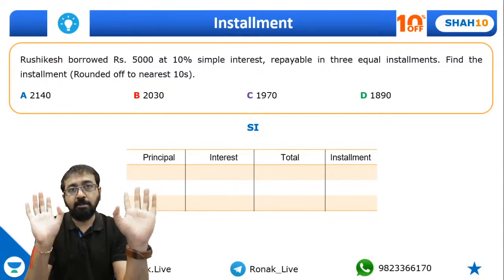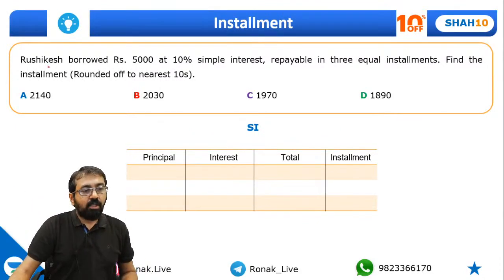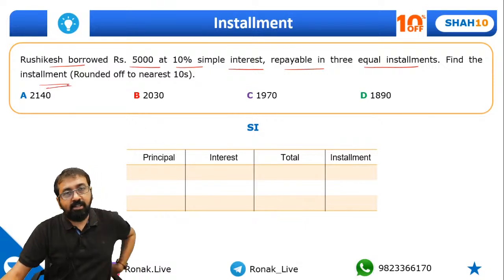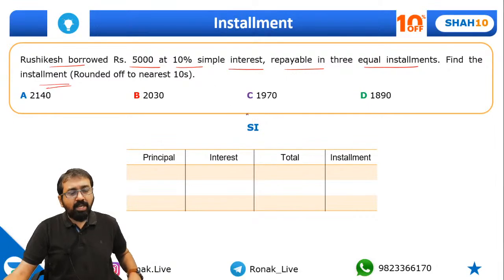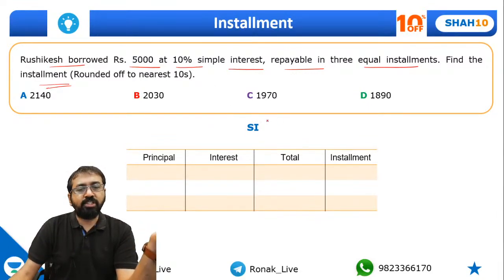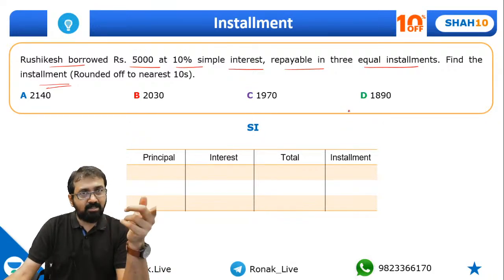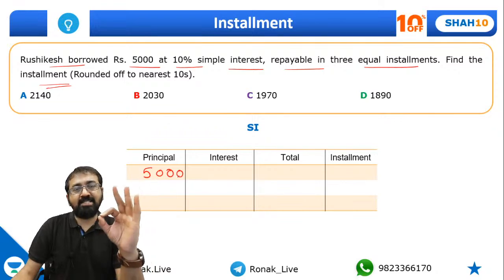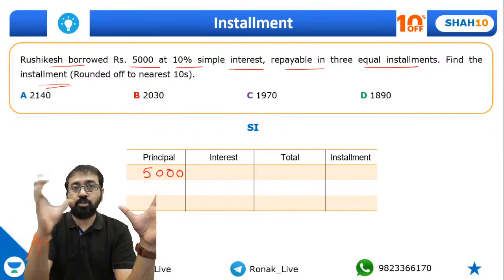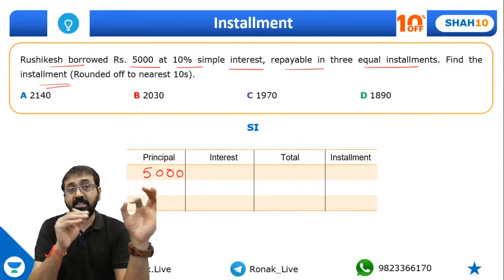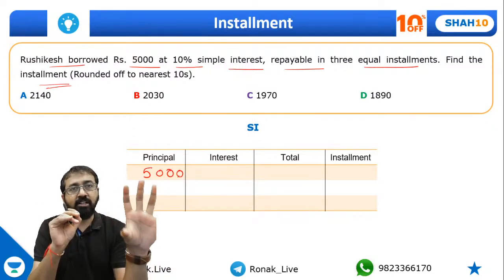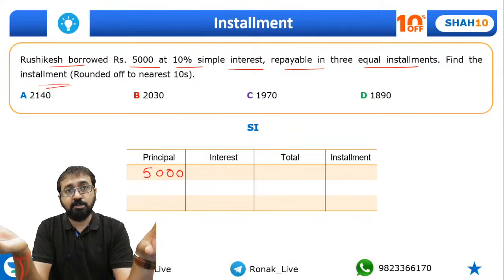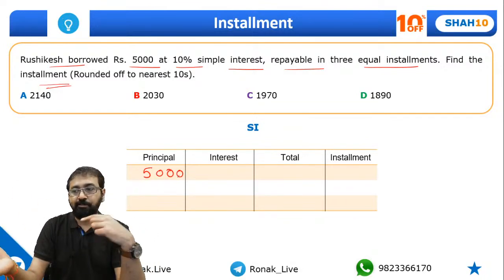So installment in the case of simple interest is calculated slightly in a different way. So let's understand. Rushikesh borrowed 5,000 rupees at 10% simple interest, repayable in 3 equal installments. Find the installment. So guys, let's do it this way. Principal is 5,000. Understand the difference between SI and CI. See, in CI you add that interest to the principal and then you calculate the interest on that, but in SI we don't do it. In SI we just calculate interest on the original principal. In case we are paying back some installment, then on the remaining principal we'll calculate the interest. That interest part will not be added to the principal while calculating the interest for the next year. This is the key difference.